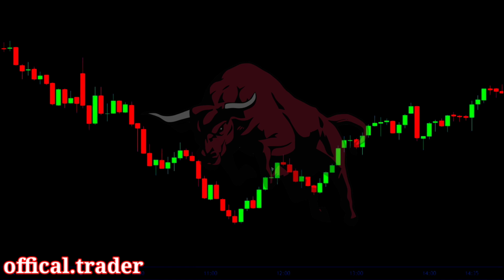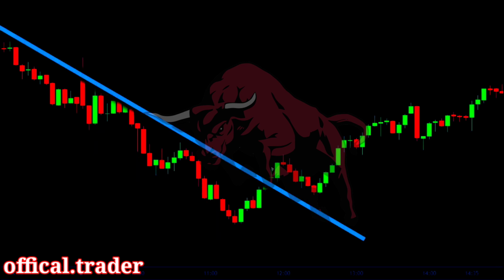Here on this chart we can see that the price was in a downtrend. So we will connect the swing highs of the downtrend and create a trend line. Then we wait for the price to break above the trend line. On this candle, the price breaks above the trend line. Now, aggressive and novice traders would enter a long trade on this candle.